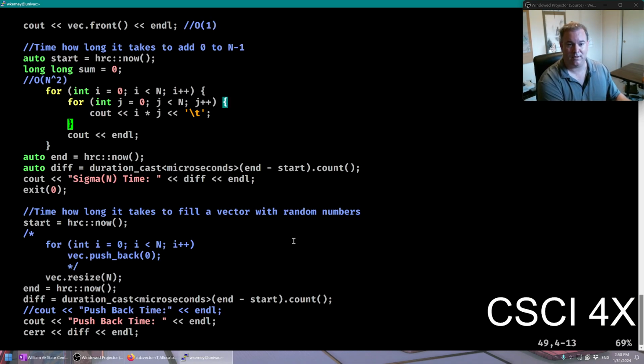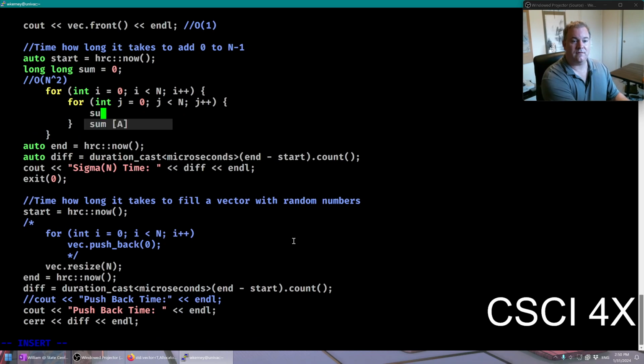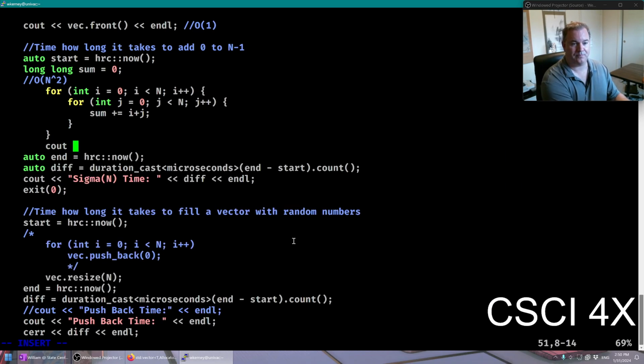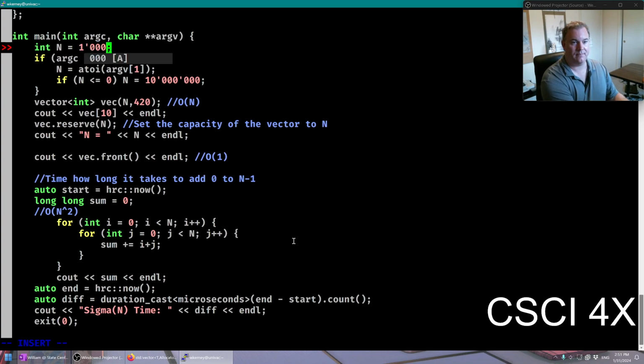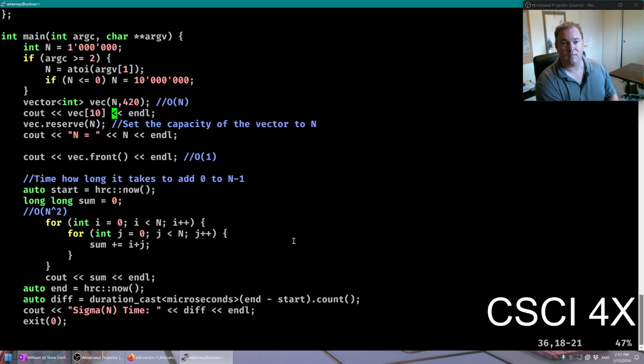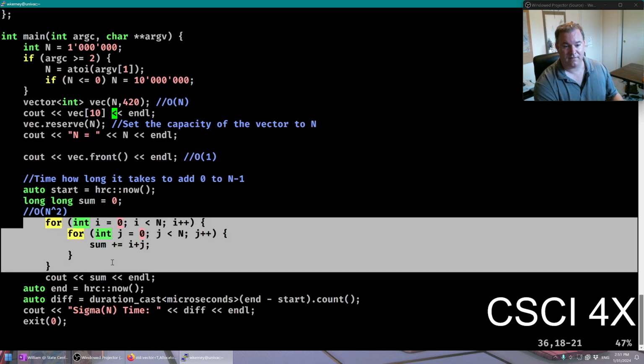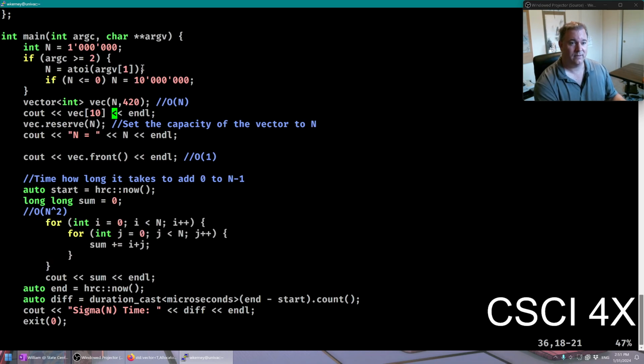let's just go back to doing a summation again, I guess. Sum plus equals i plus j, something like that. Okay. So if we have 1 million elements in the vector, this is going to do 1 million times 1 million operations, which is 1 trillion. So let's maybe shrink this down a little bit. It might take too long. If we have 1,000 people in our vector, we are doing 1 million operations.